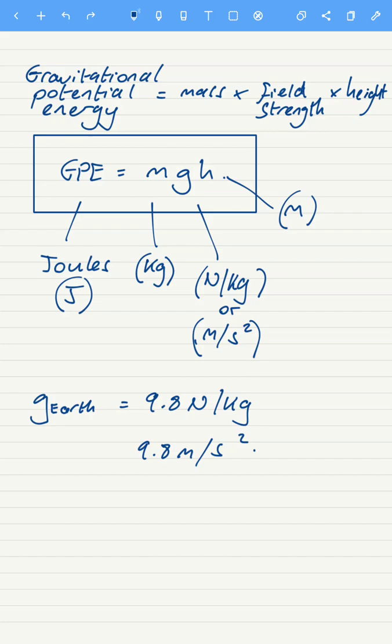GPE is in joules, mass in kilograms, gravity or field strength is either newtons per kilogram or meters per second squared. It doesn't matter which. And height is in meters. And at the bottom there's a bit of information. The gravitational field strength on the Earth, which you need to know for your examination, is 9.8 newtons per kilogram or 9.8 meters per second squared.